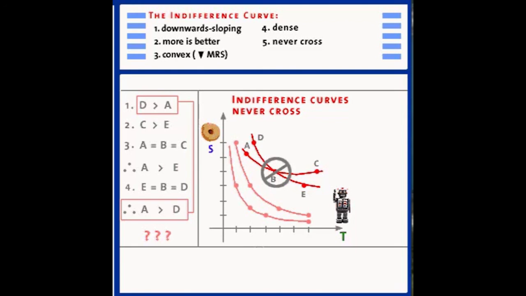Now, we're going to use this indifference curve along with the budget constraint to make some predictions about Chris's behavior, and eventually we'll be able to derive Chris's demand curve.